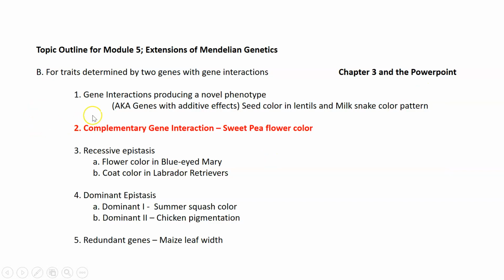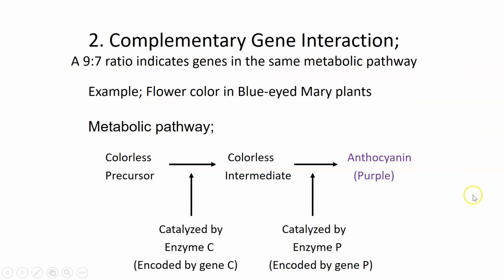All right, second example is called complementary gene interaction. And we're going to look at sweet peas and the flower color they produce to illustrate this. In complementary gene interaction, a 9:7 ratio is seen in the F2. And that is an indication that these genes are somehow interacting in production of this flower color phenotype.